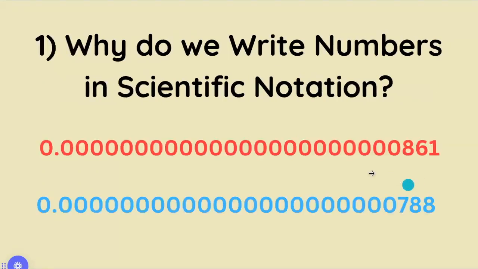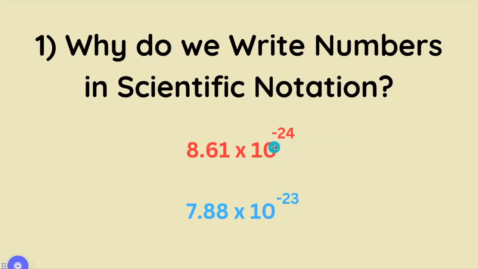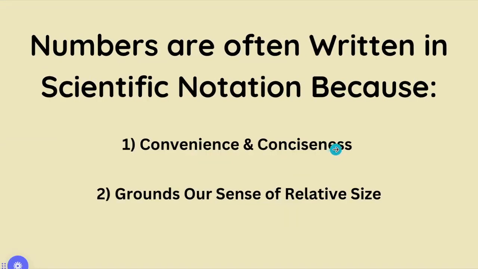Likewise, of these two numbers, which is bigger and which is smaller? Looking at it, it's hard to tell because, yes, the 8 is bigger than the 7, but how many more zeros does each one have? We just write it with scientific notation and it becomes abundantly clear that this blue number is almost 10 times as big as this red number. Thus, scientific notation also gives us a clear basis of comparison as to which numbers are bigger or smaller and by how much.